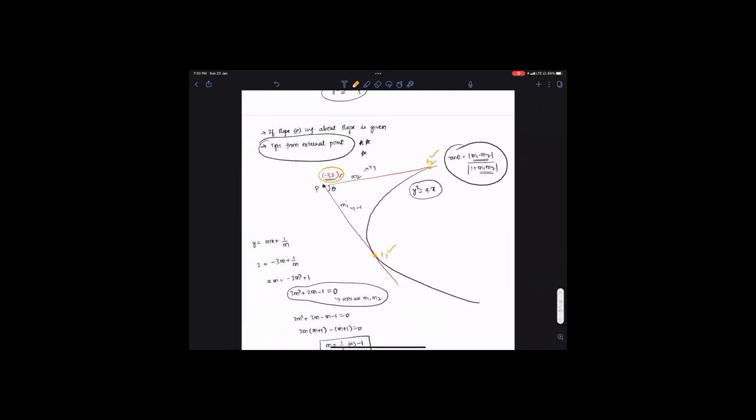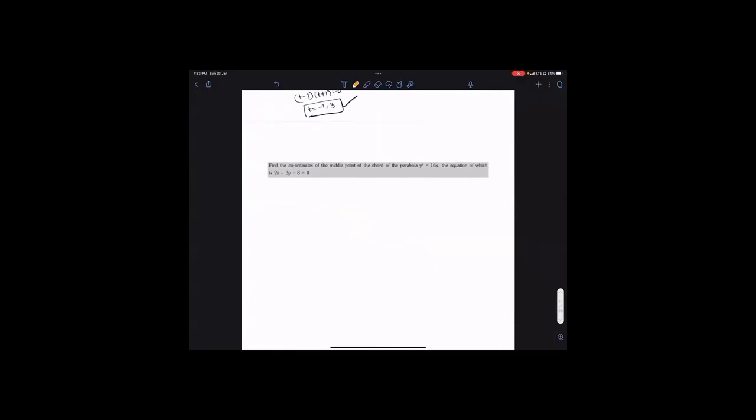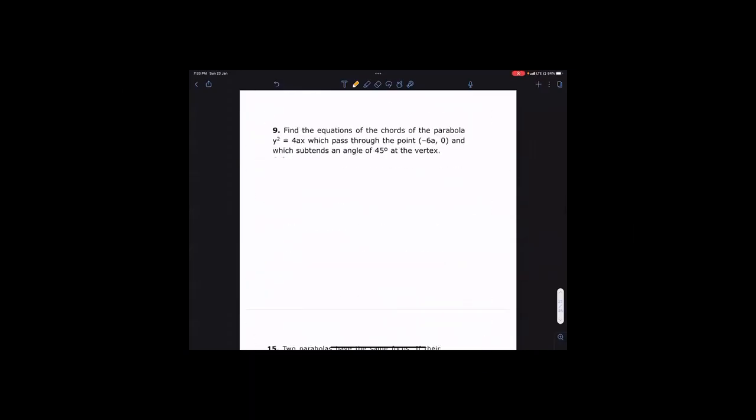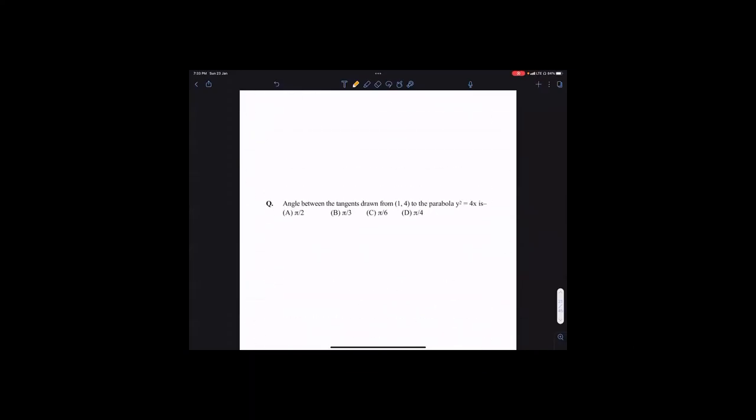Let us see one or two questions. That is about focal chord. Yeah, you see this question. Angle between tangents from (1, 4) onto this parabola. Can't you find? You just need to write y equals mx plus a by m, that standard equation of tangent in slope form for that parabola. Substitute (1, 4): 4 equals m plus 1 by m.